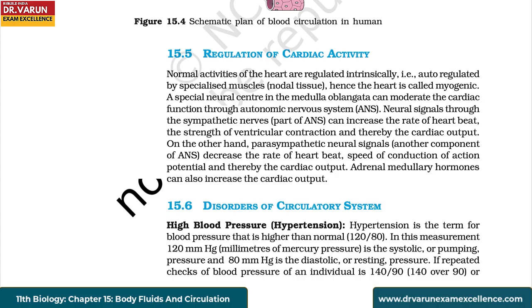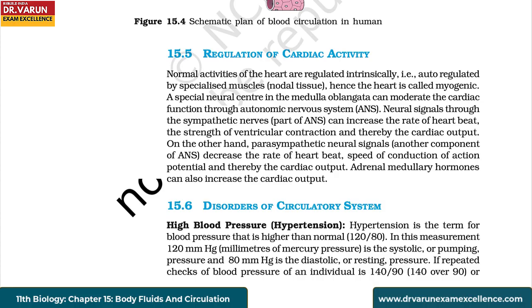Normal activities of the heart are regulated intrinsically, that is, auto-regulated by specialized muscles, nodal tissue, hence the heart is called myogenic. A special neural center in the medulla oblongata can moderate the cardiac function through the autonomic nervous system or ANS. Neural signals through the sympathetic nerves, part of ANS, can increase the rate of heartbeat, the strength of ventricular contraction, and thereby the cardiac output.